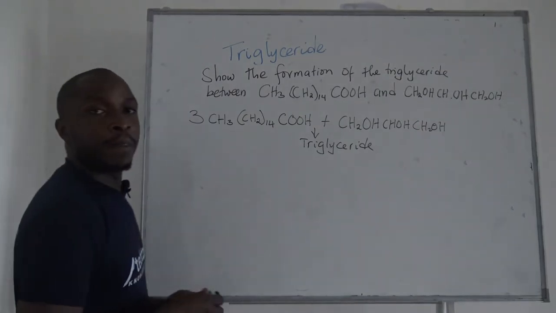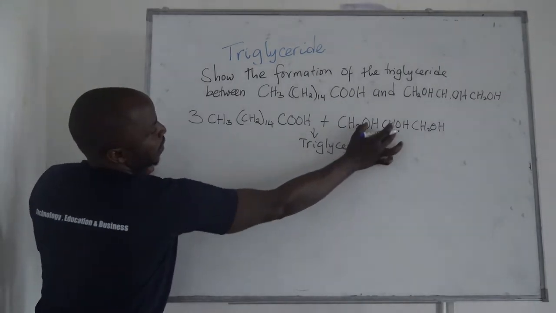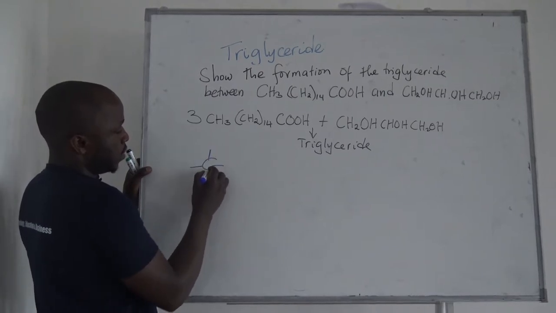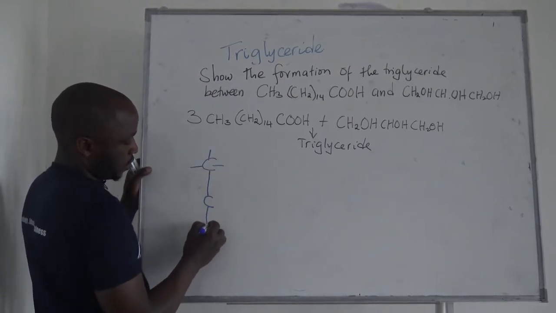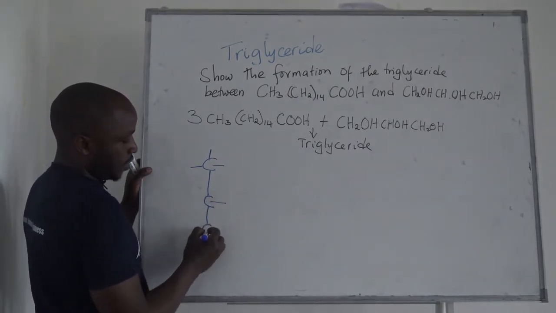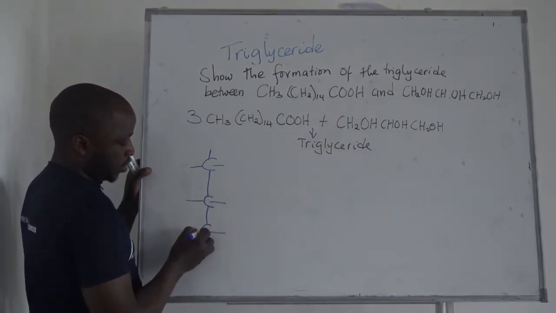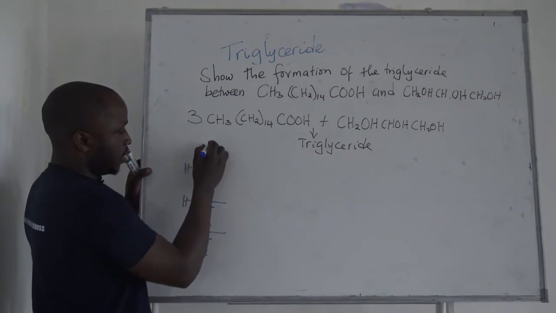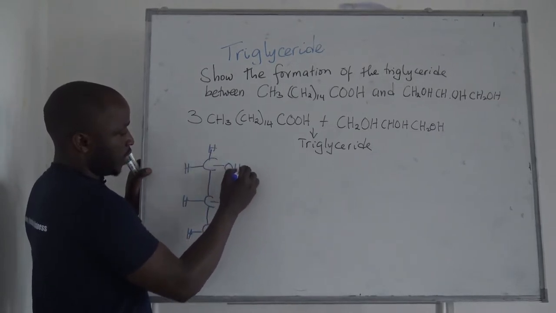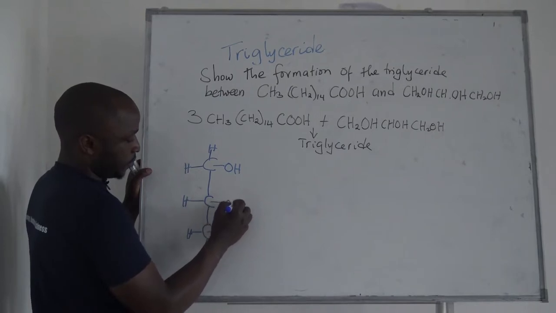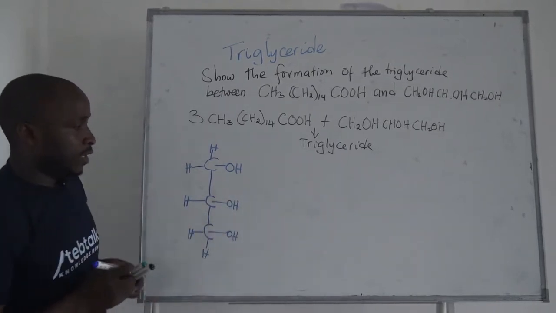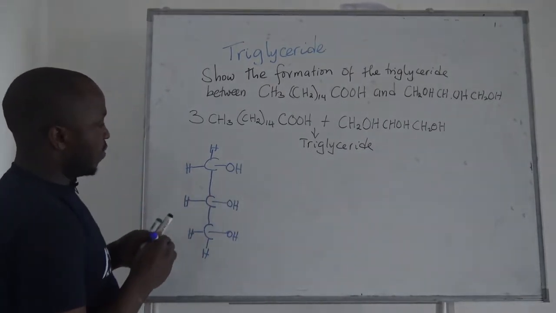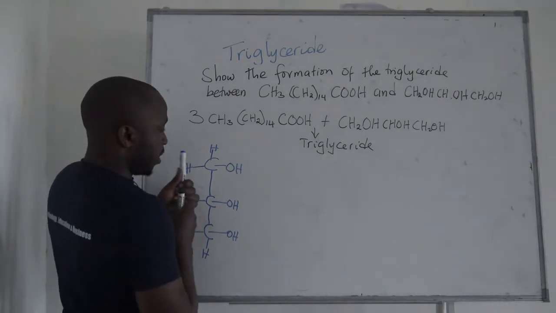If I expand this, there are three carbon atoms in our glycerol molecule. Hydrogens are distributed like that. Then OH like this, OH like that. Then this way, we have our fatty acids. All of them, this time, are going to be the same.